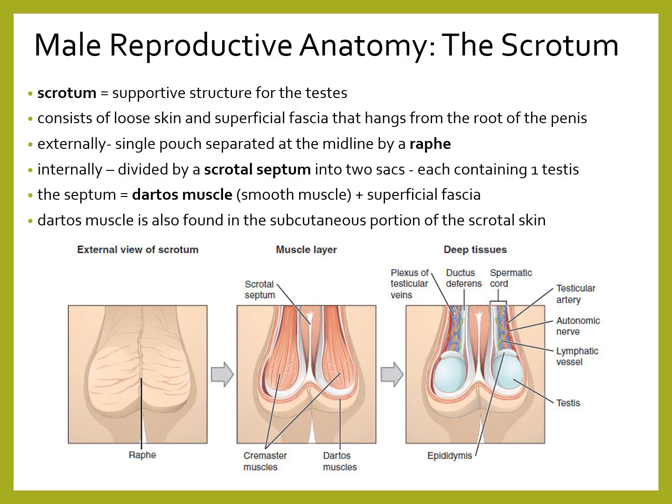There's going to be some anatomy review in this lecture, but as always, I'm going to try and relate the anatomy to a physiological function. So you learned the anatomy of the scrotum in anatomy, and this slide just shows you basically that the physiological function of the scrotum is to form a supportive structure for the testes.